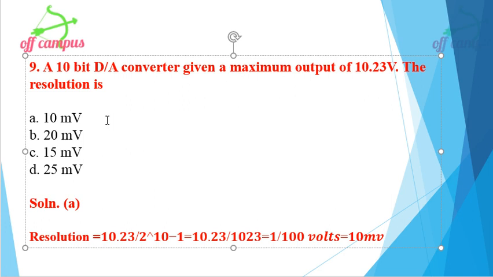We should know the formula for resolution and how to find out the output voltage for the given binary input, because this is very important in the case of DA converter.